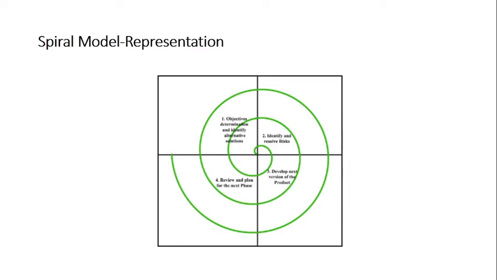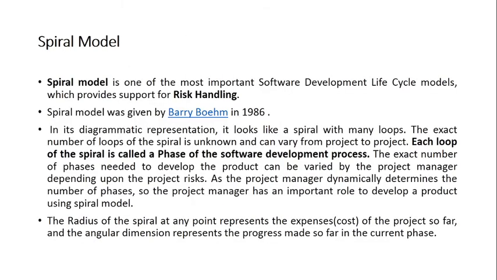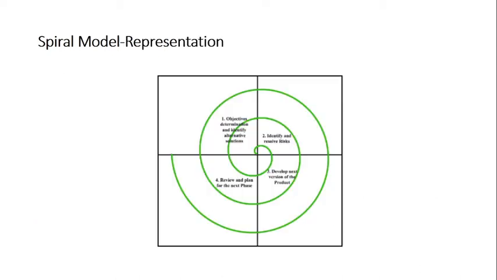Or if it is just 90 degrees, that means the angle is this. So I can say okay, only the first quadrant is done, the rest 3 quadrants are still left. So progress can easily be identified using this angular dimension. So this is what I said, the radius of a spiral at any point represents the cost of the project so far, and the angular dimension represents the progress made so far in the current phase, that is the current spiral. So this is what a spiral model is, right?